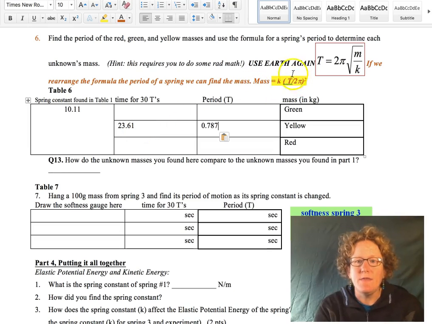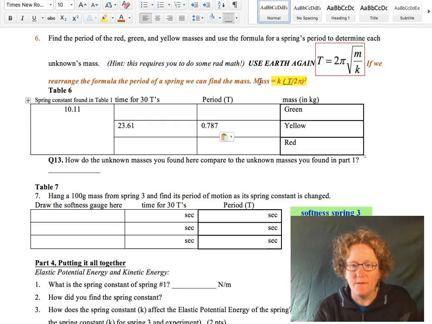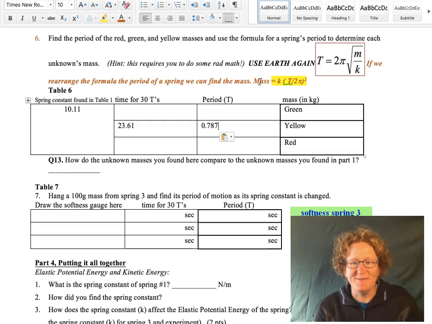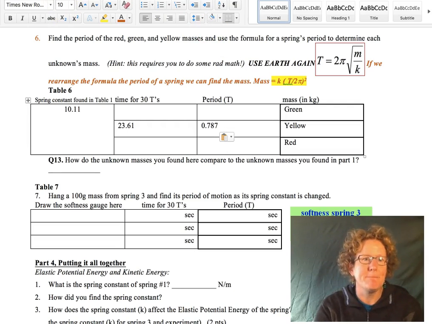We're going to use this formula now that we know the period and we have the spring constant. We have K, we have T, we know what 2 pi is. So we can now figure out the mass of the yellow mass. We don't know the exact number. So let's go figure that out.